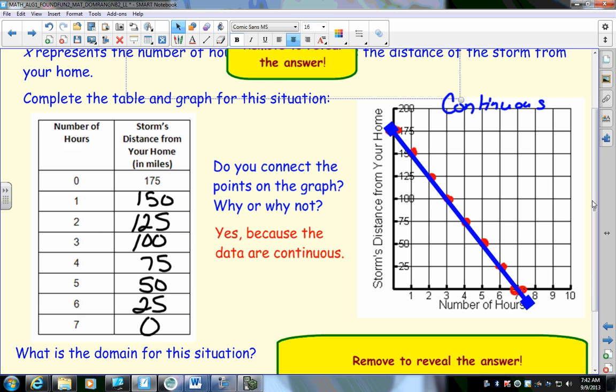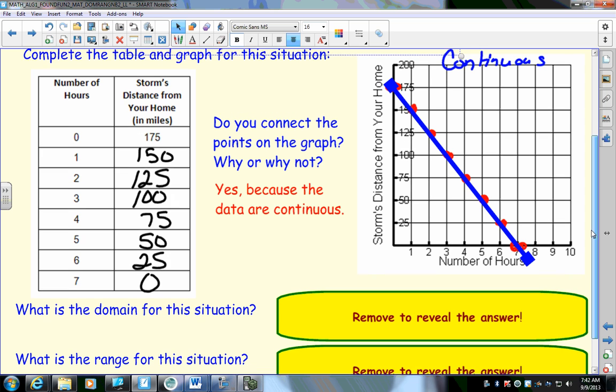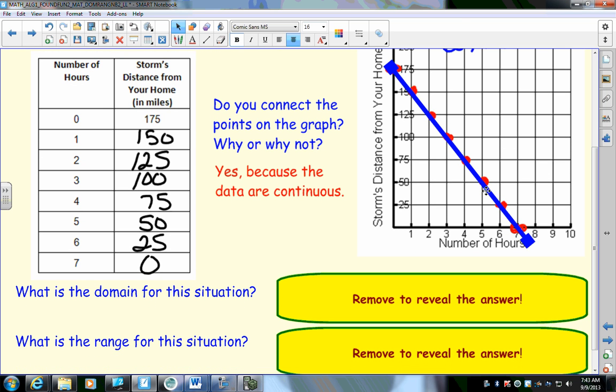Yes, because the data is continuous. Now, it wants us to talk about what is the domain for the situation. Remember, domain is the x. So, take a minute and try and guess. Oh, and the range is the y. Take a minute and try and figure out what you would write for the domain and the range for this situation. Write it down on your paper.